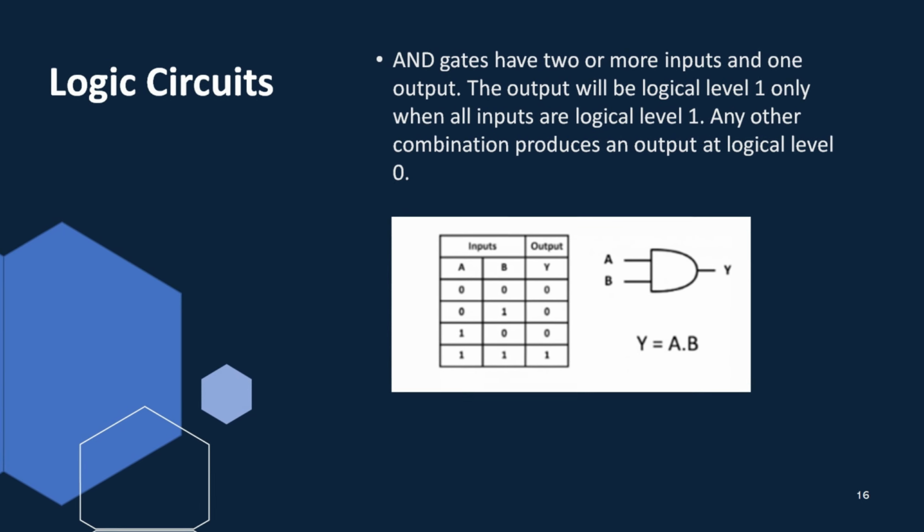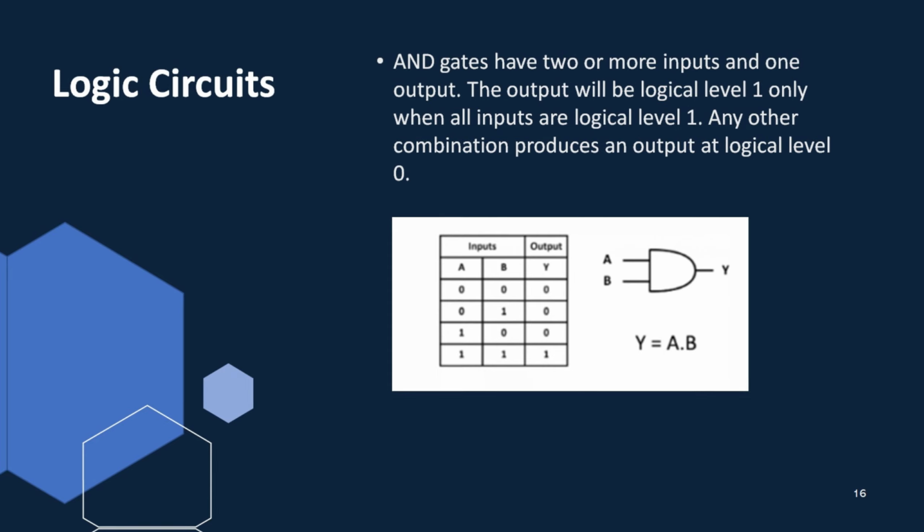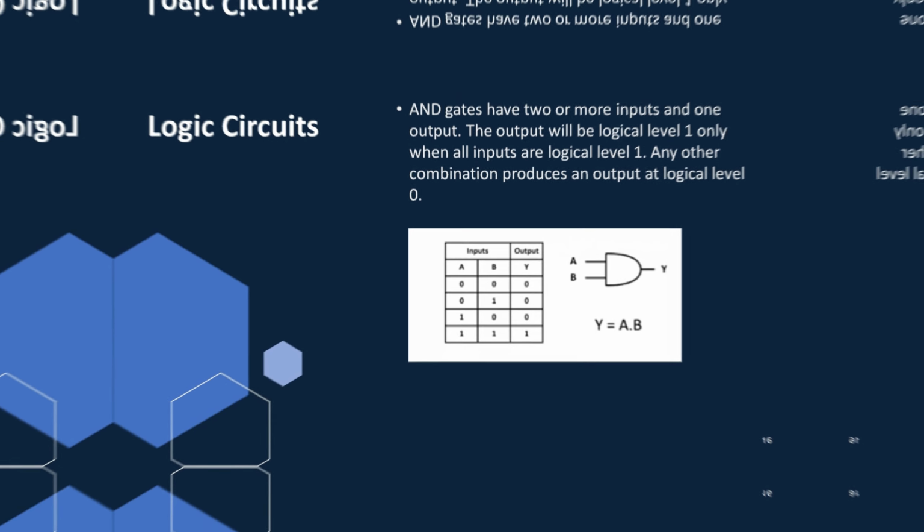The output of an AND gate will be at logical level 1 only when all of its inputs are at logical level 1. If any input is at logical level 0, the output will be at logical level 0. Below is a truth table illustrating the binary results.